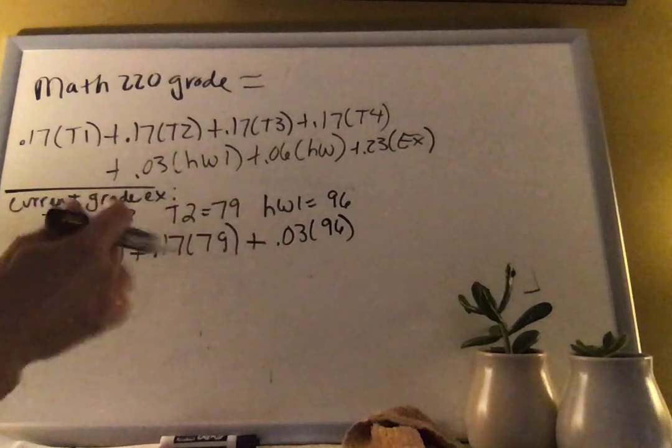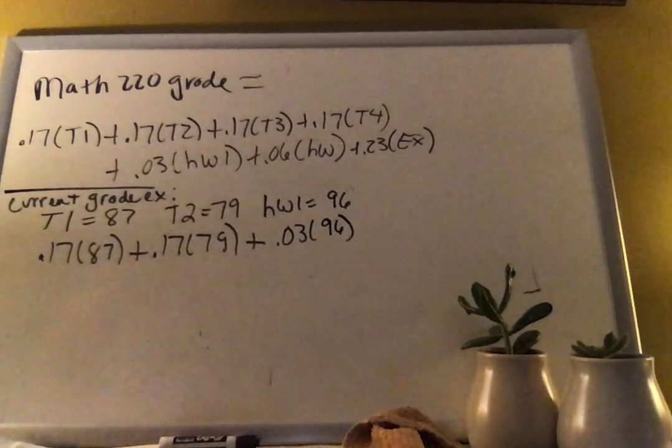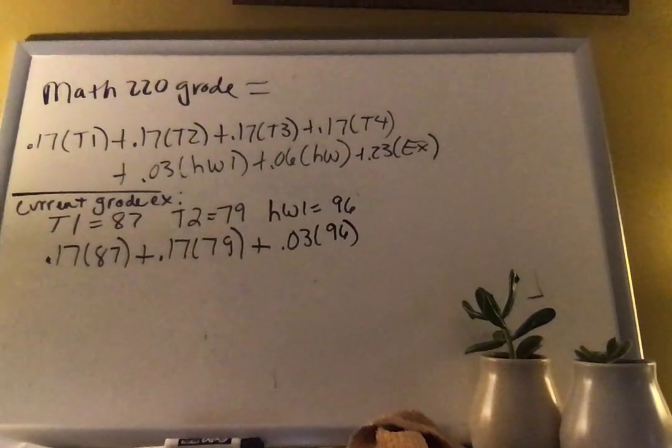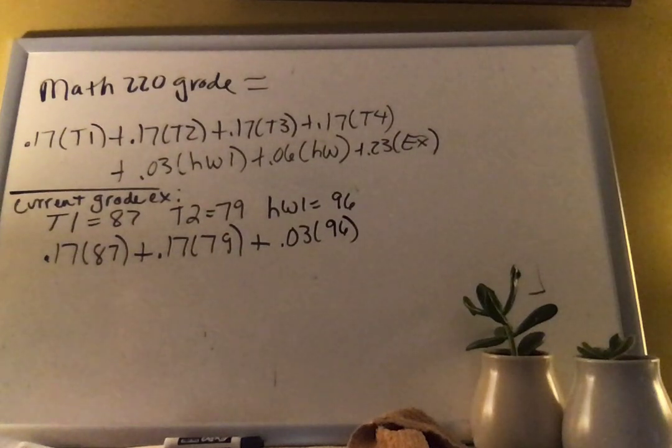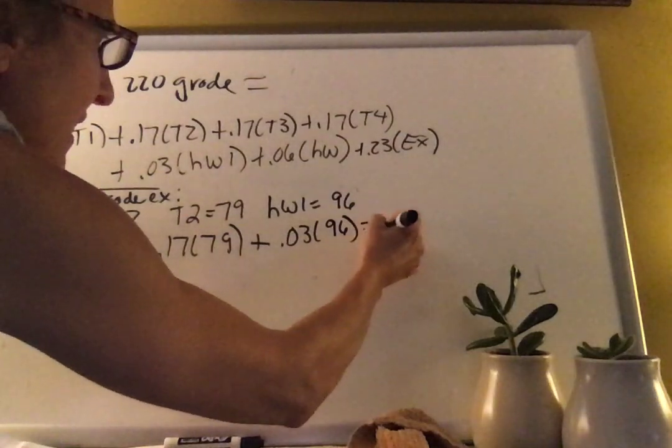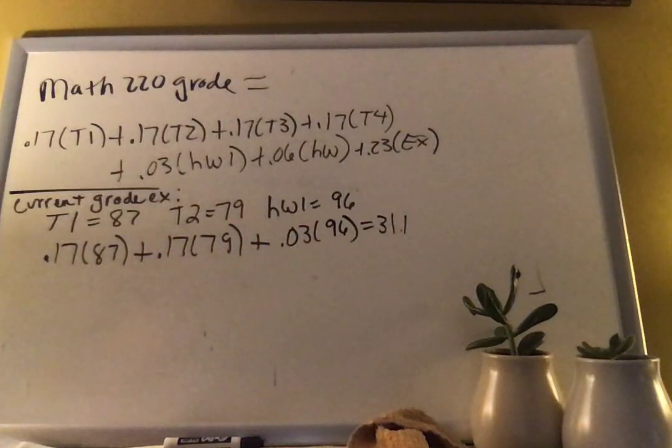And they actually stick that into their calculator, which I have forgotten to get in front of me. Hold on. I did this once, but I want to check my work. Oh, sorry. So 0.17 times 87 plus 0.17 times 79 plus 0.03 times 96. Yes, 31.1. And that's when I start to get emails from students saying, I used your formula, but I know there's no way I have a 31 in your class. And I'm like, yeah, no, you don't. What have they forgotten to do?